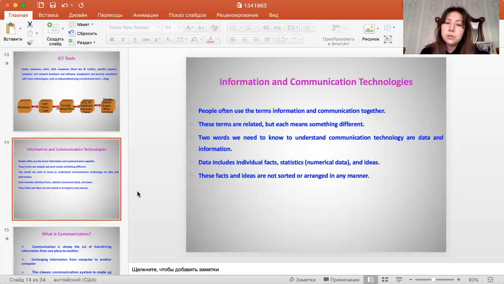Information communication technologies. People often use the terms information and communication together. These terms are related, but each means something different. Two words we need to know to understand communication technology are data and information. Data includes individual facts, statistics, numerical data, and ideas. These facts and ideas are not sorted or arranged in any manner.